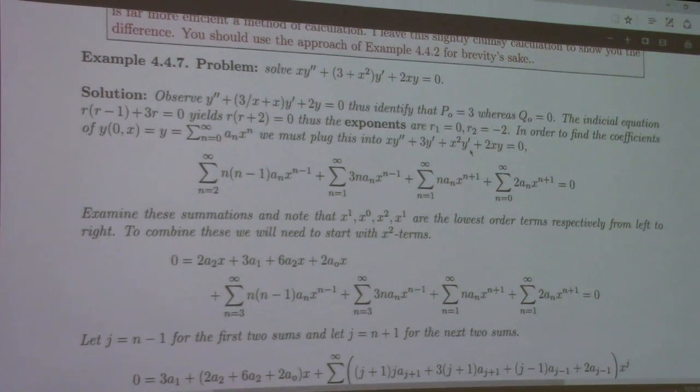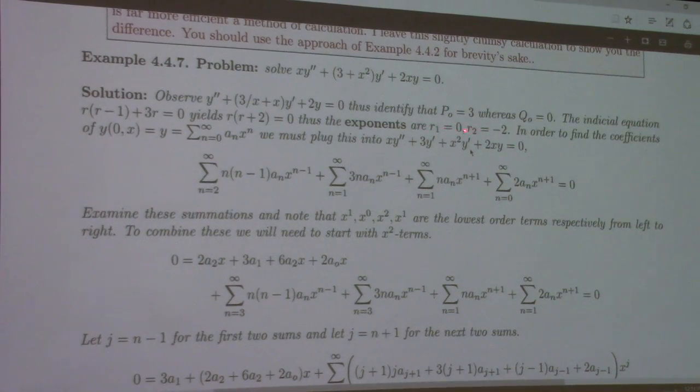So here we have x y prime prime plus that. That's a kind of ugly thing, but not too ugly, right? It's so much worse if this is like e to the x, because then you have an unending power series at every order. Anyway, the initial equation is r times (r minus 1) plus 3r in this case, and that yields r times (r plus 2). So the exponents are 0 and minus 2.